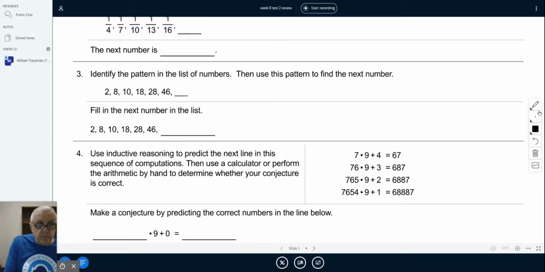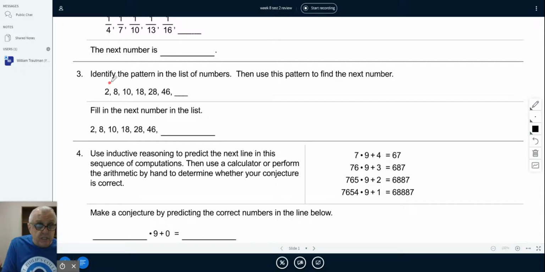Okay, so number 3 says, identify the pattern. Hang on, I'm trying to get my pen to work. Okay, there we go. So identify the pattern. And by the way, your number 3 might look a little different because they have multiple number 3s.